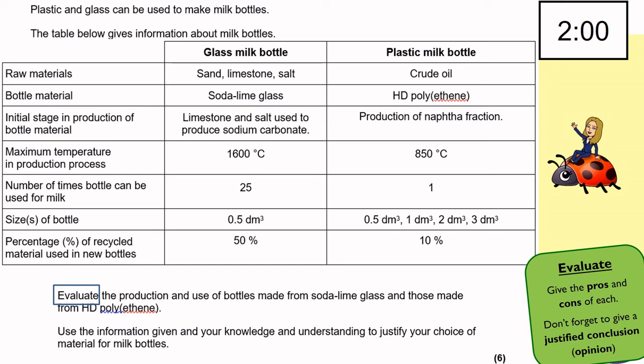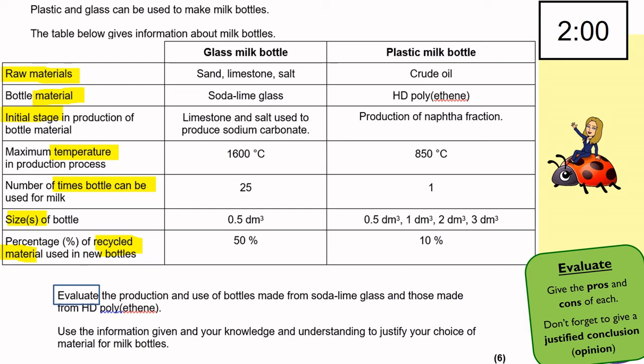So let's have a look at what information we've got. We've got the raw materials, so these are either going to be renewable or finite, and which material is being used to actually make the bottle. Then we've got initial stages in production and the maximum temperature during that production process. Now, if that's high, that's going to have higher energy implications. We've got the number of times the bottle can be used for the milk and the sizes that are available. And you've also been given the percentage of recycled material that's being used in new bottles.